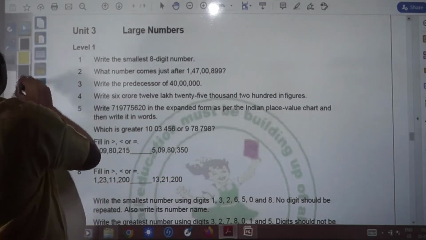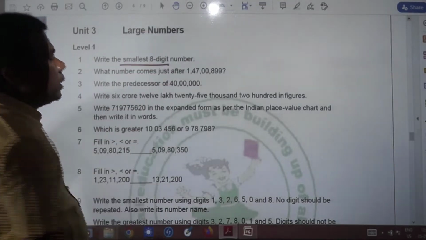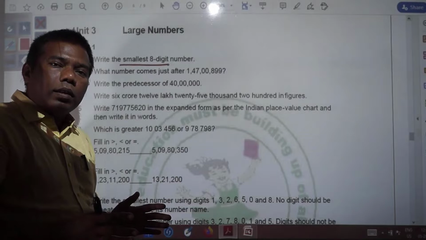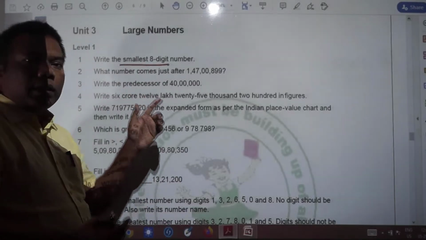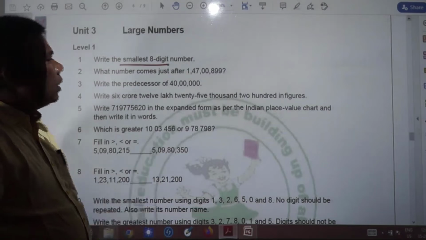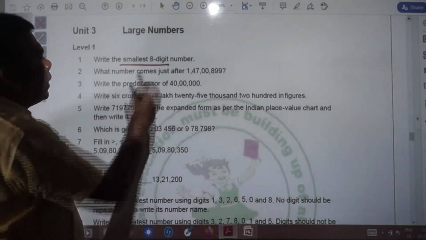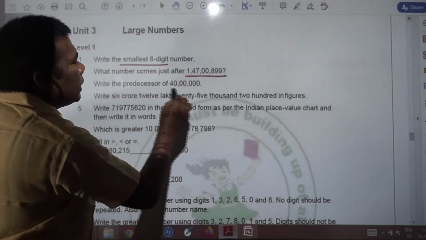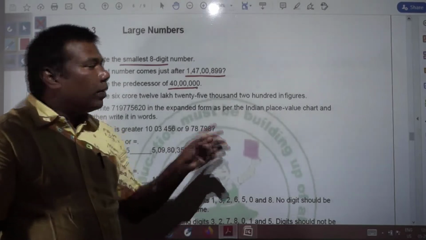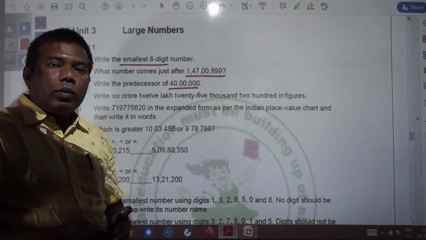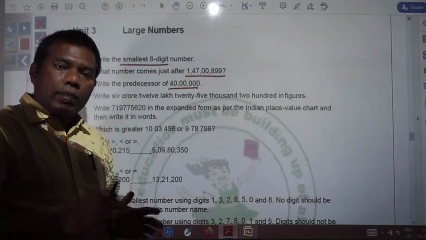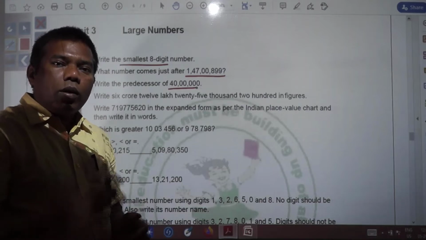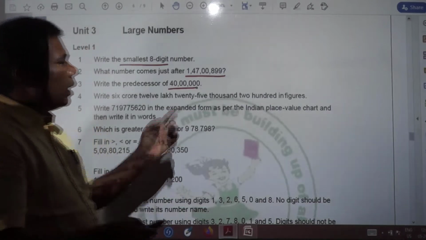Here you see, you have to write the smallest 8-digit number. Until you know how to write the smallest or biggest number of any digit count, 1 digit, 2 digit, 3 digit, 8 digit, you will not be able to write it. So that we will discuss. Then predecessor and successor, which you might have learnt before. In predecessor, what do we do? We subtract 1 from the given number. For the successor of any number, you add 1 to that number and we get the successor.